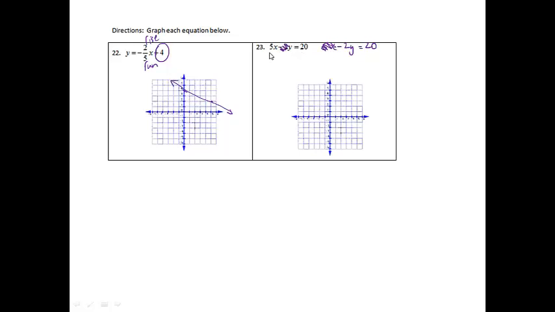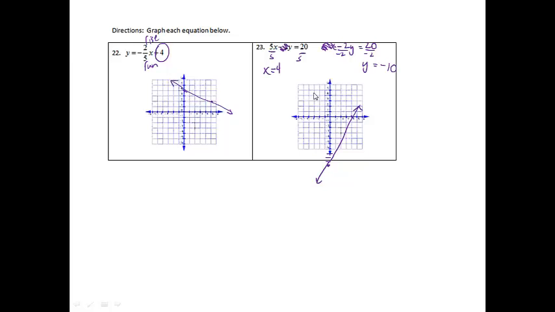So to find that x-intercept, we'll divide both sides by 5, and I'll get x equals 4. To get the y-intercept, we'll divide both sides by negative 2, and I'll get y equals negative 10. So that means the graph crosses the x-axis at 4, and it crosses the y-axis way down at negative 10. And then we can go ahead and connect them.